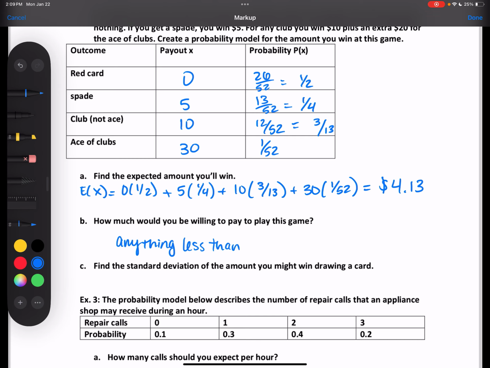I think we're going to need to actually do this physically. I'm hands-on, visual, so you get to learn. Right now you don't have to pay anything to play this game. $4.13 is what your payout is. But there are scenarios in which you don't get any money. If you draw a red card, you get nothing, right? But if you get a spade, you get 5. You get a club that's not an ace, you get 10. You get a club that is an ace, you get 30.